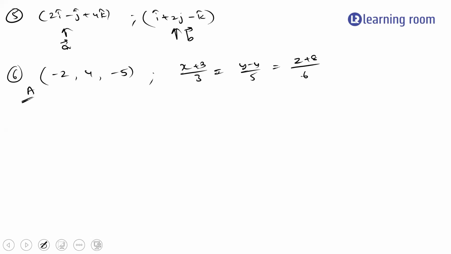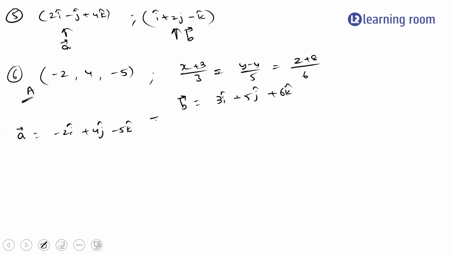In the second line, the line that they have given, what is unwanted data for us? The numerators. Now, what are the direction ratios of that line? 3, 5, 6, all of them. So indirectly they have given the B vector, but in a different form. What is the answer? 3i cap + 5j cap + 6k cap. Now you know what A vector is: A vector is -2i cap + 4j cap - 5k cap.